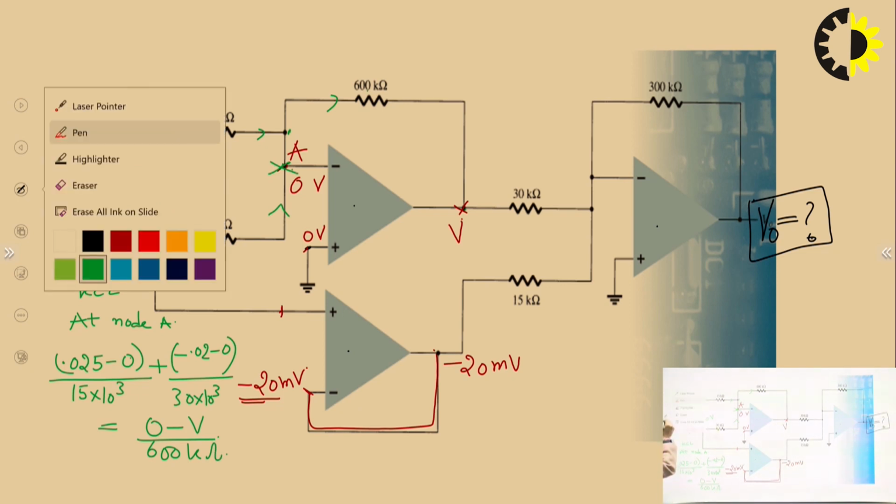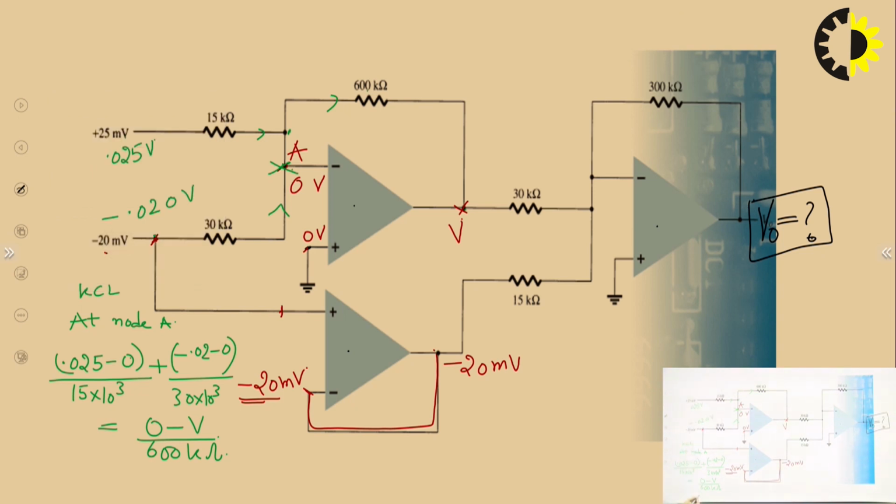From this equation I can easily find out the value of this V. This is my equation 1. And from here, V can be calculated easily, whatever the value is.